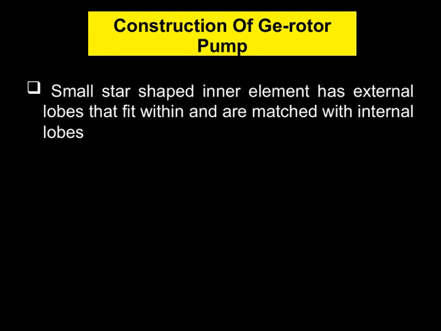Let's take a closer look at the construction of the gerotor pump, starting with this small, star-shaped inner element. As you can see, it features external lobes that are carefully designed to fit within the internal lobes of the surrounding structure. This precise matching is crucial because it ensures an effective seal and smooth operation. The way these lobes interlock allows the rotor to rotate efficiently, minimizing leakage and maximizing performance. Understanding this intricate design helps us appreciate how the gerotor pump achieves its reliability and efficiency, key factors in its overall function within fluid systems.